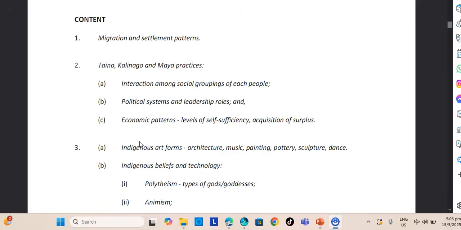Now, what were the roles of the leaders in the Taíno community? Now, the cacique or the chief, he was the head of the community, responsible for making decisions, distributing land, organizing labor, and leading in war and ceremonies.